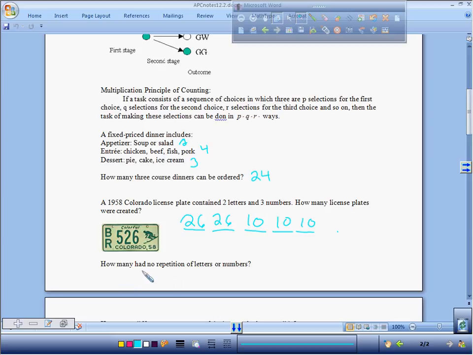Yeah. So if there were no repetition of letters or numbers, how would that change?